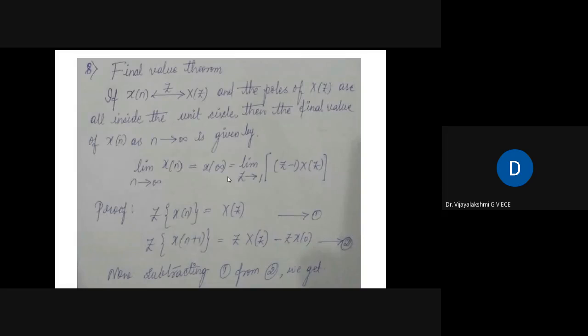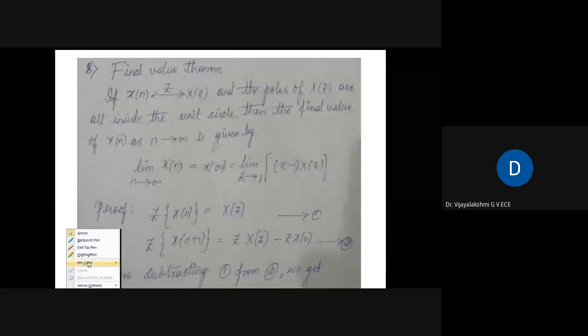Given the signal x of n, which is defined only for the positive values of n, that is when the given signal is causal, we can find out its initial value, that is x of 0, by using its z transform x of z, taking the limit as z tending towards infinity. That was the initial value theorem. Now today let us continue with that.